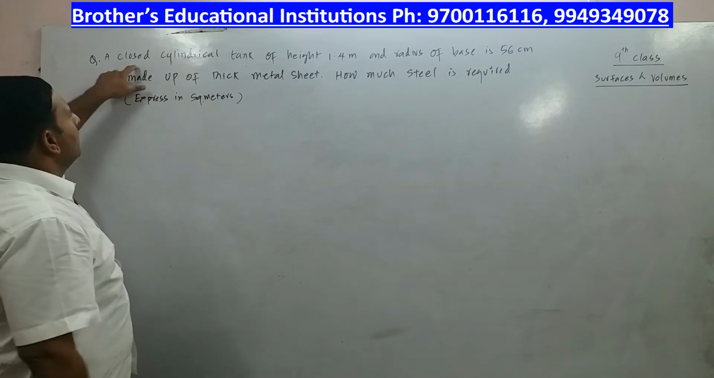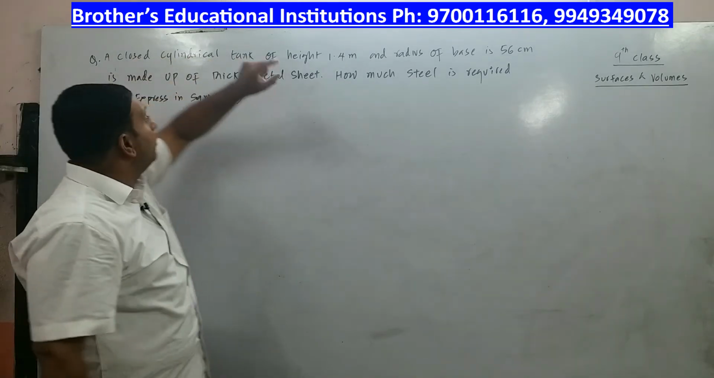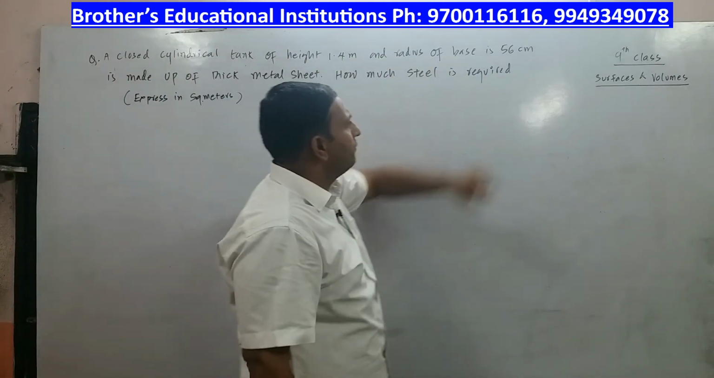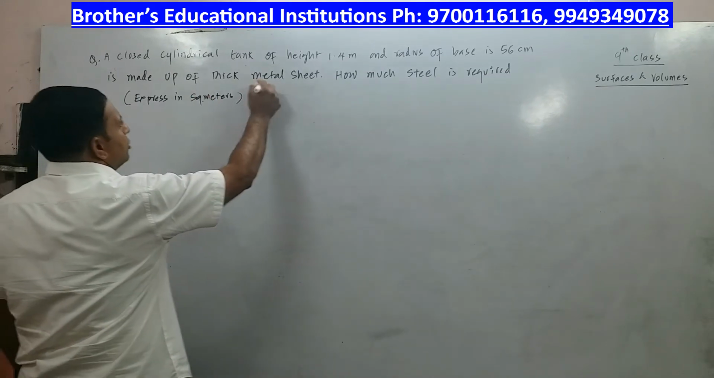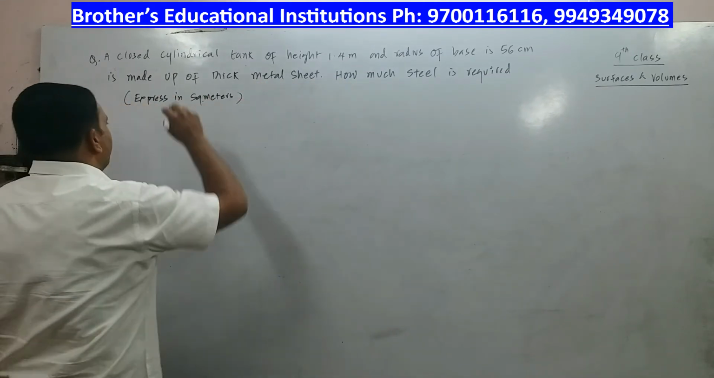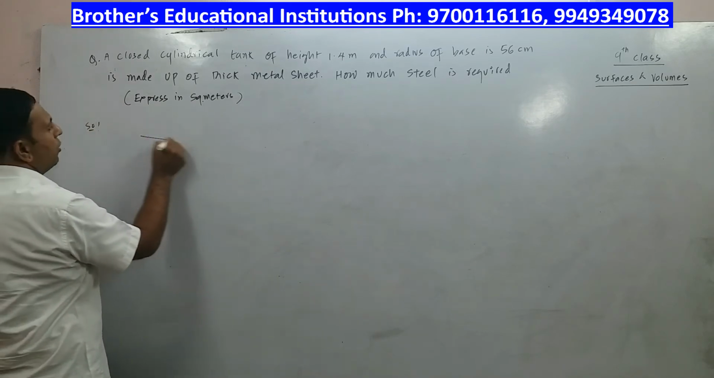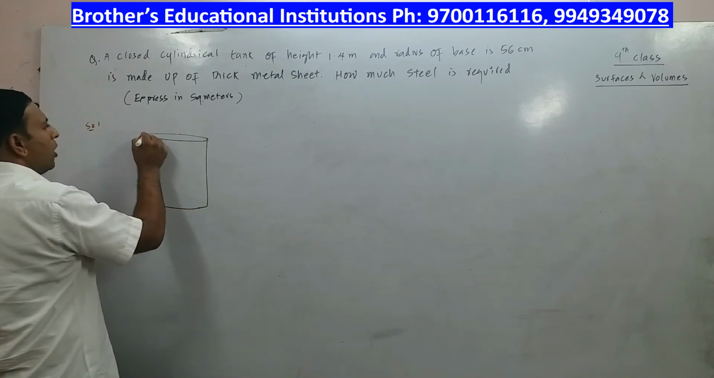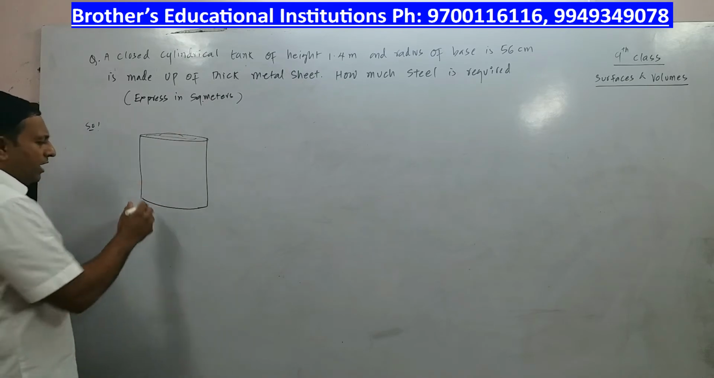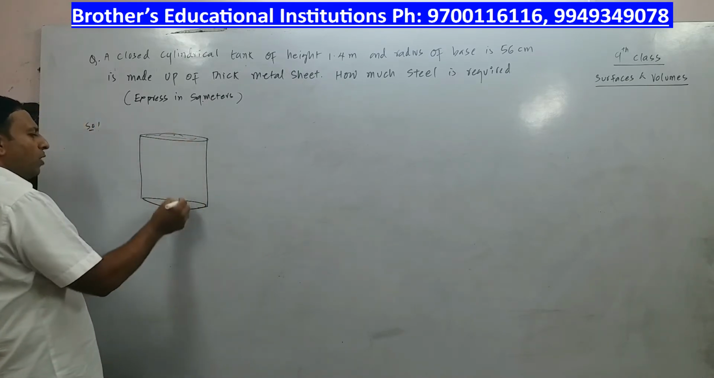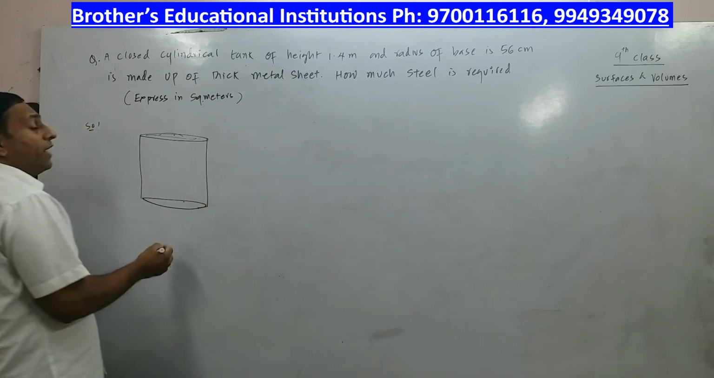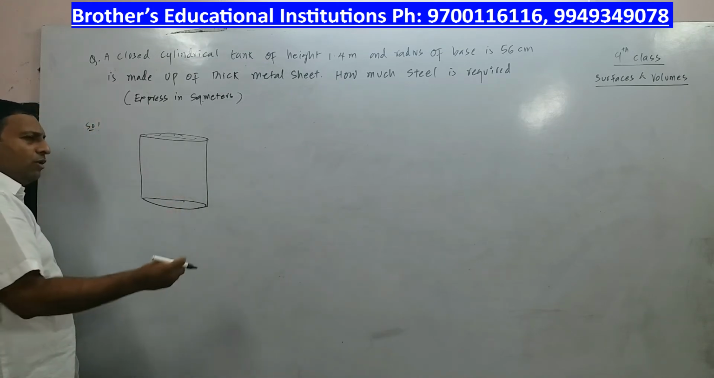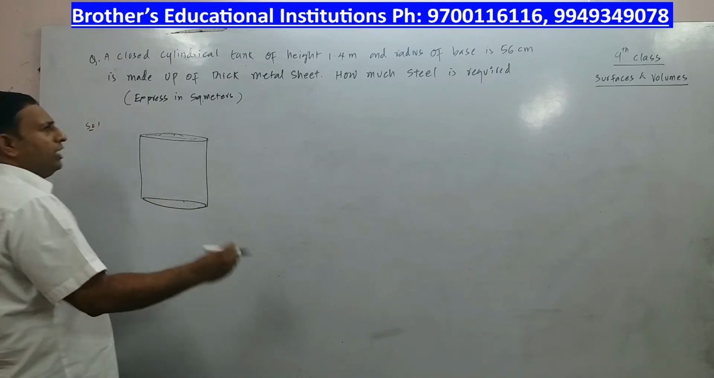Next question, children. A closed cylindrical tank. See, he has mentioned the word closed. A closed cylindrical tank of height 1.4 meters and radius of the base 56 centimeters is made up of thick metal sheet. How much metal sheet is required? See, when he has used the word closed, what do you mean by that? The bottom is closed and the top is also closed. There is a lid. So the metal sheet required will be for top, bottom and also for curved surface area. Means you have to find the total surface area. The total surface area of the cylinder is equal to the required metal sheet in square meters.